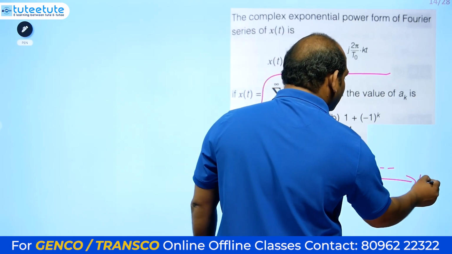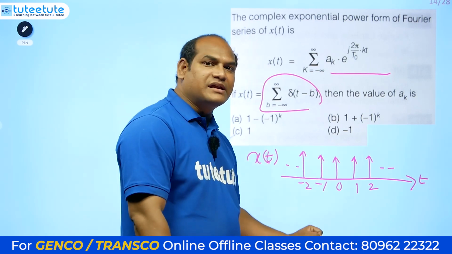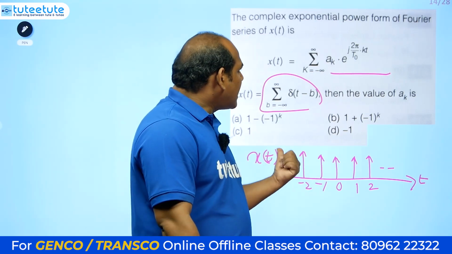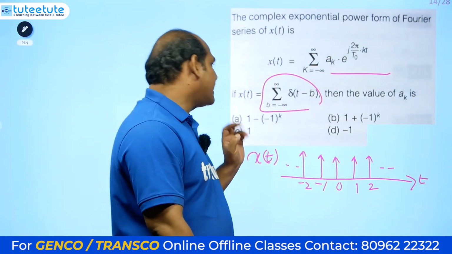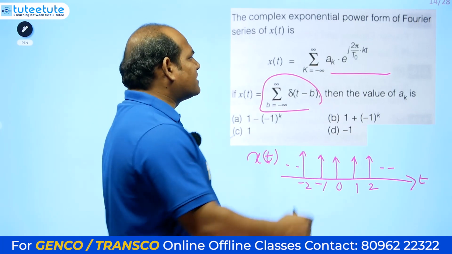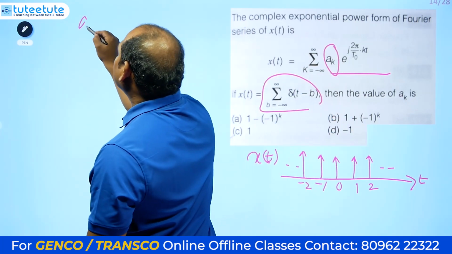That means, what is this one? It is an impulse train signal. That is what they have given. So they have equated this to our exponential Fourier series. Then they are asking for the value of ak, that means the exponential Fourier series coefficient.